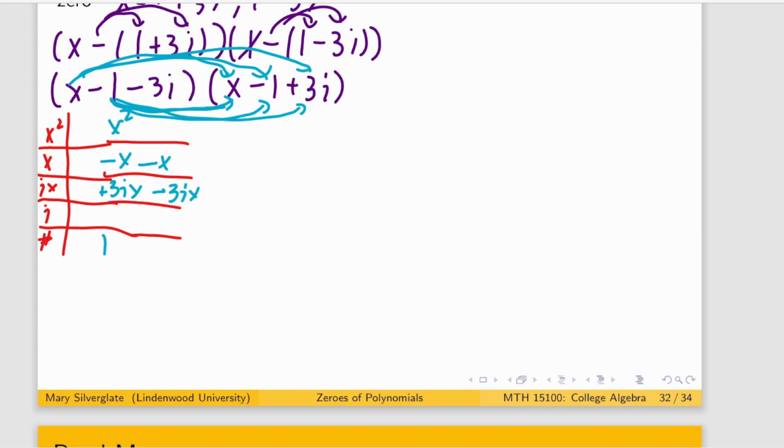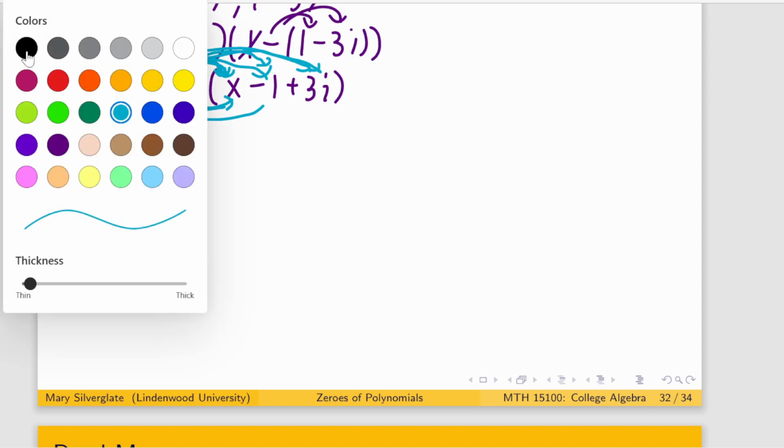For the last set of terms, we have -3i times x. Oh, wait. I just made a mistake because I was moving way too fast. What's -1 times 3i? That would just be minus 3i. Now -3i times x gets me -3ix. -3i times -1 gets me plus 3i. -3i times 3i gets me minus 9i squared. And I noted that under the numbers term because I know it will eventually simplify to a number.